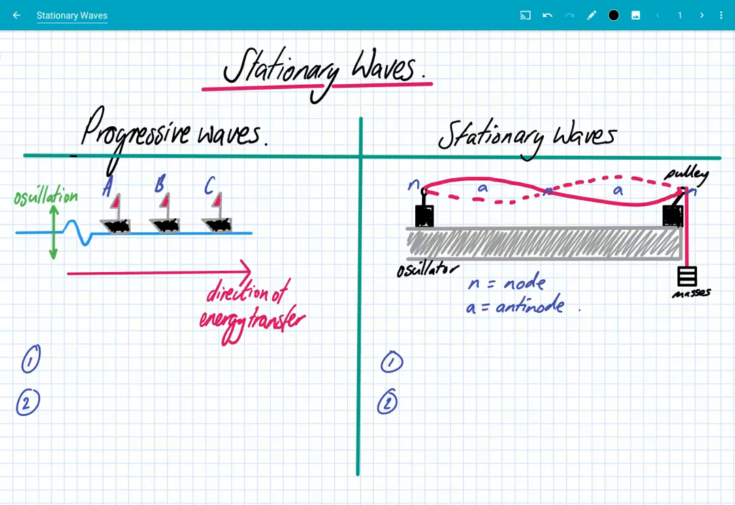Hey guys, what's up? We're going to look at stationary waves. And we're in particular going to look at the difference between progressive waves and stationary waves and how we can form stationary waves. So a little recap, progressive waves.